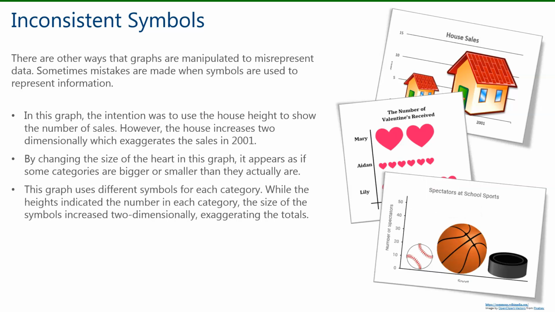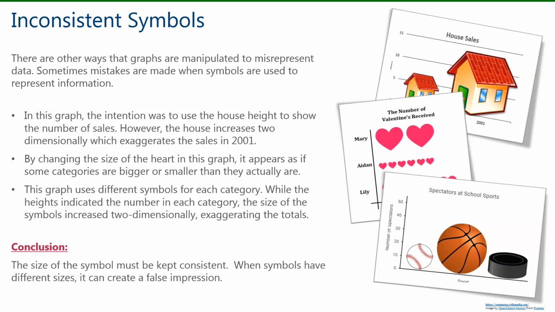This third graph uses different symbols in each category. The heights were used to indicate the number in each category, but again, the sizes increase two-dimensionally. So while the puck and the baseball are at the same height, the puck actually looks bigger, making it appear as if the number of spectators at the hockey game was greater than the number at the baseball game. The size of the symbol must be kept consistent. When symbols have different sizes, it gives the impression that one category has significantly more than another.